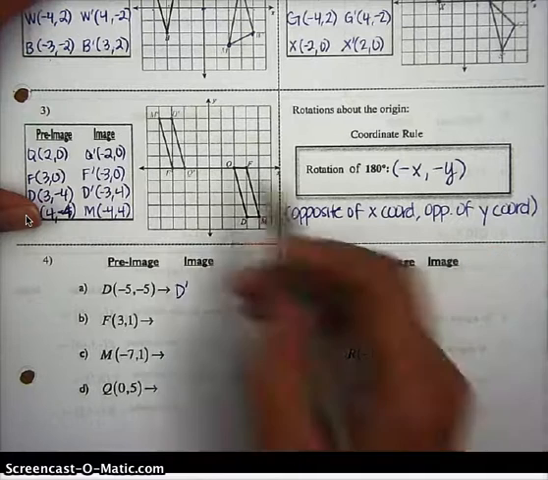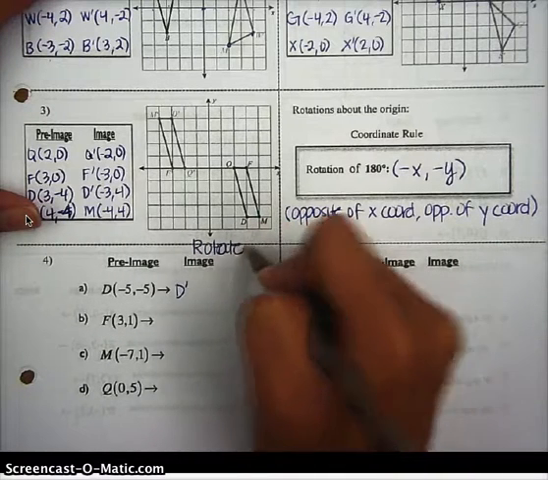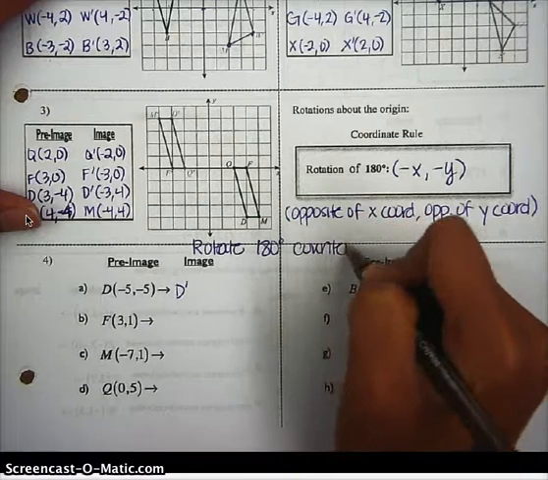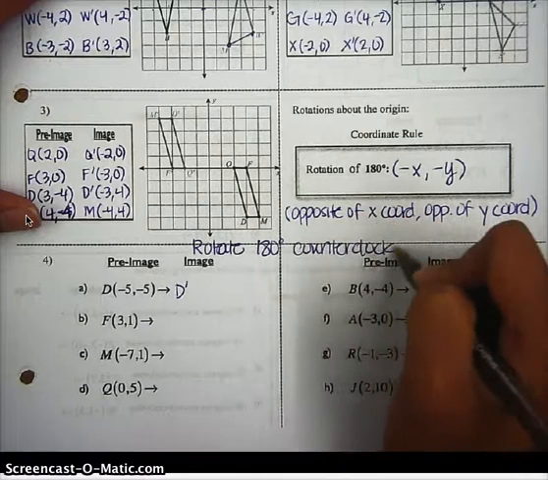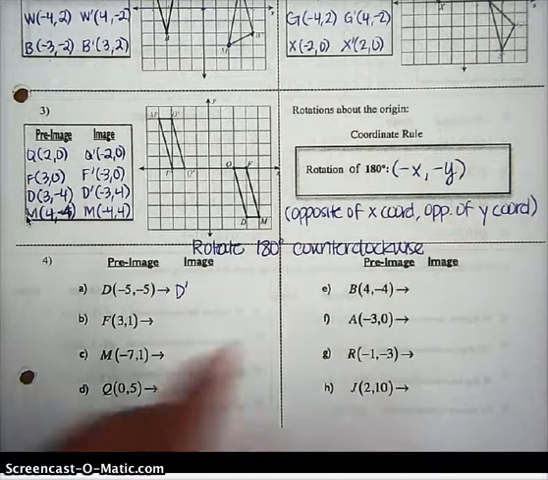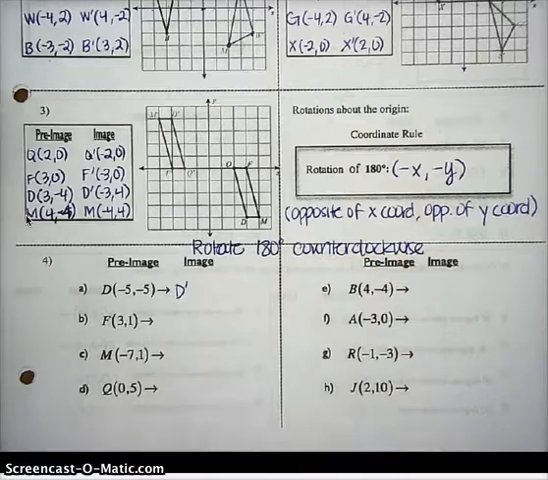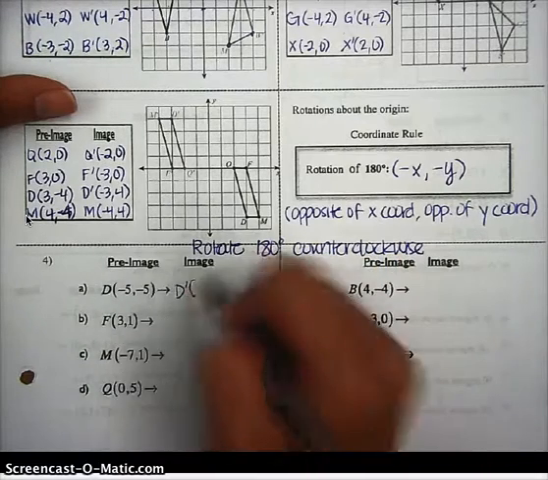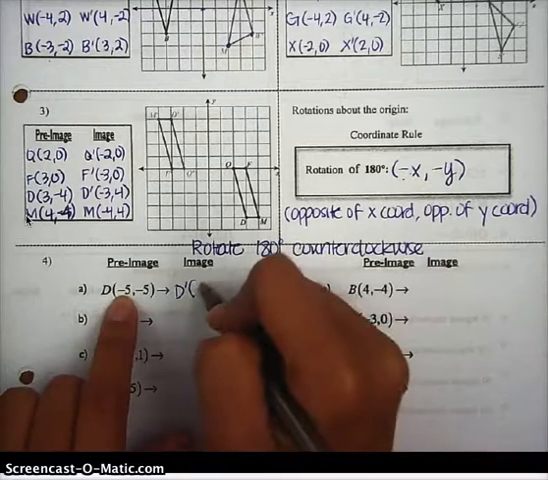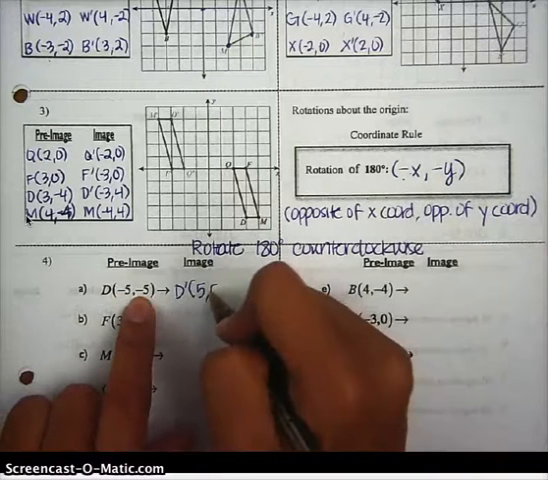For all of these examples, please write at the very top, rotate 180 degrees counterclockwise. But if you remember from the first lesson about rotation, isn't it the same thing as a clockwise rotation? It's the same thing, okay? So for here, I'm going to use what I have here. I'm going to take the opposite of x, so the opposite of negative 5 is 5. Then I'm going to take the opposite of y, so the opposite of negative 5 is 5.